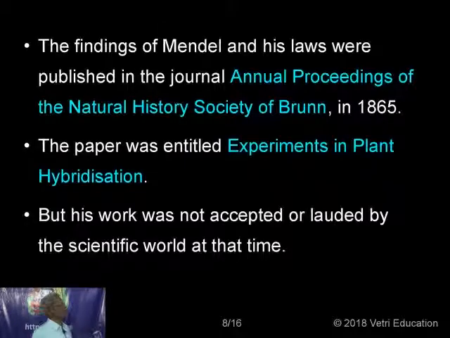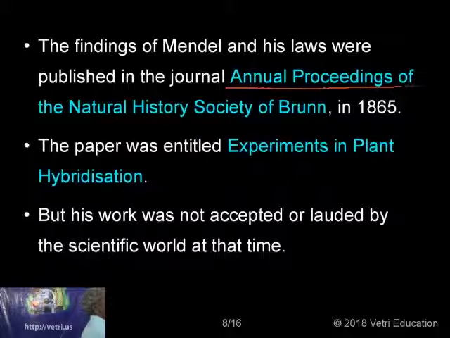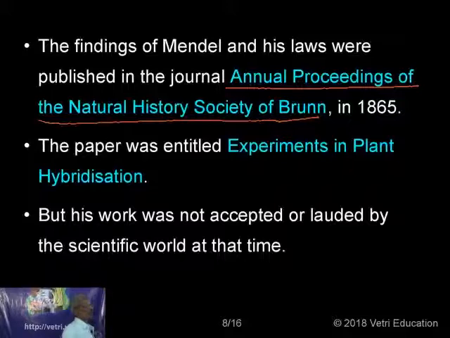The findings of Mendel and his laws were published in the journal Annual Proceedings of the Natural History Society of Brunn. Brunn is the place where he was living. So from that place, a journal was published, and the name of the journal is Annuals of Proceedings of the Natural History Society. In those days, the term history was used in a very loose sense.